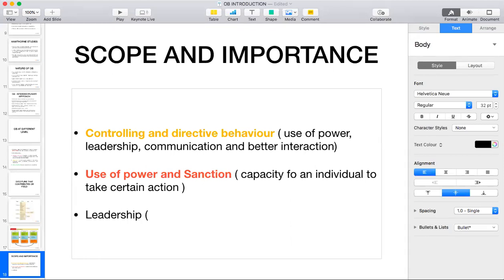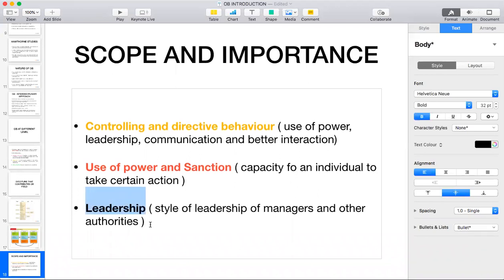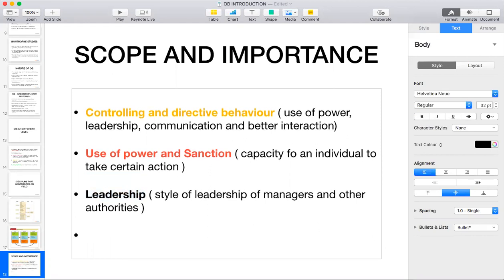So leadership is all about the style, if you take it in simple language, style of leadership of managers and other authorities, because that's the most important part in any organization. But what type of leadership do we have in the company? Okay. The next part, or the fourth point under the scope and importance, is all about the communication.